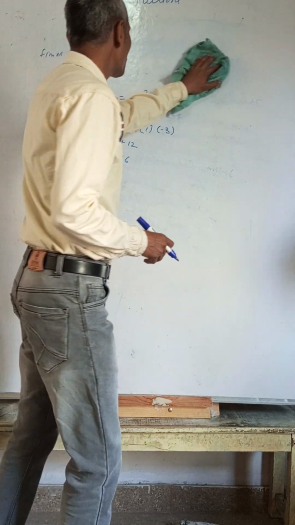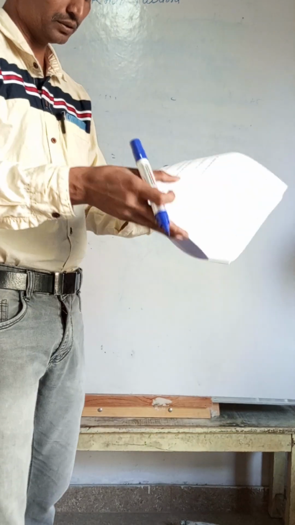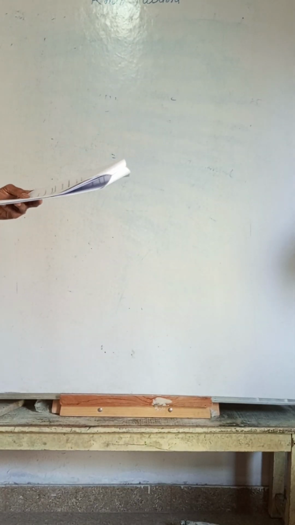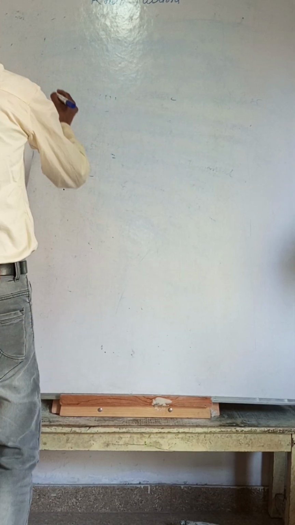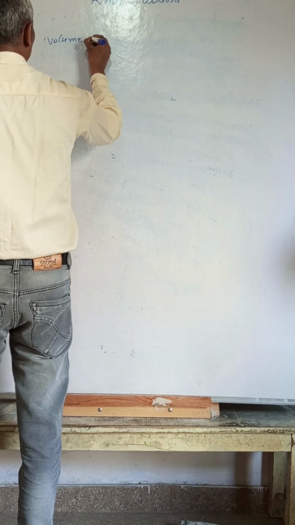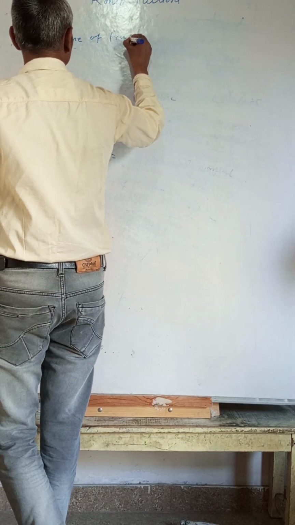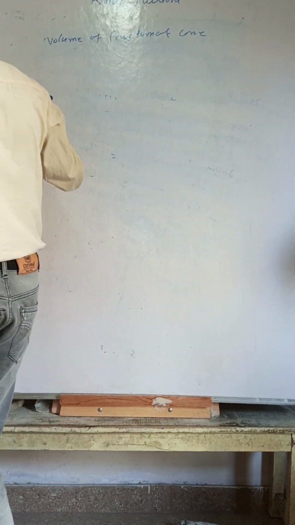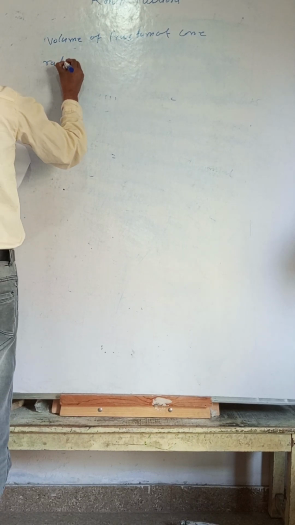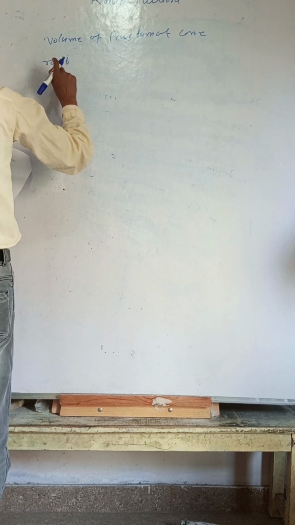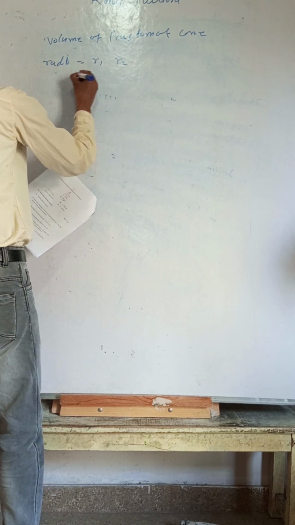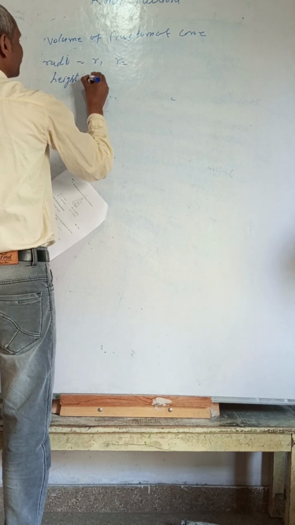Next we are going to the next question, that is given in the question paper. Write the formula to find the volume of frustum of cone. Two radii are given, that is R1 and R2, and the height h is given.